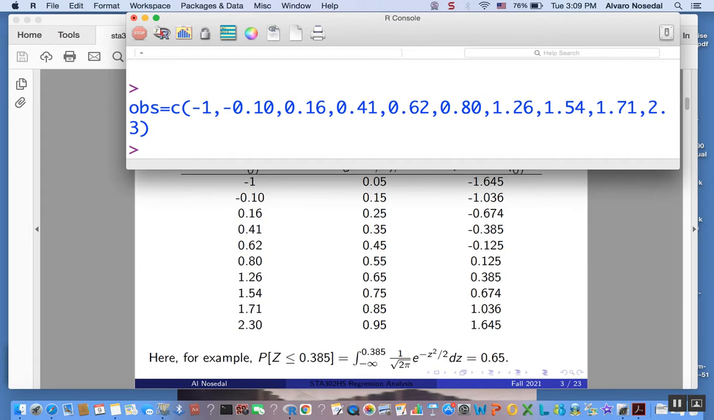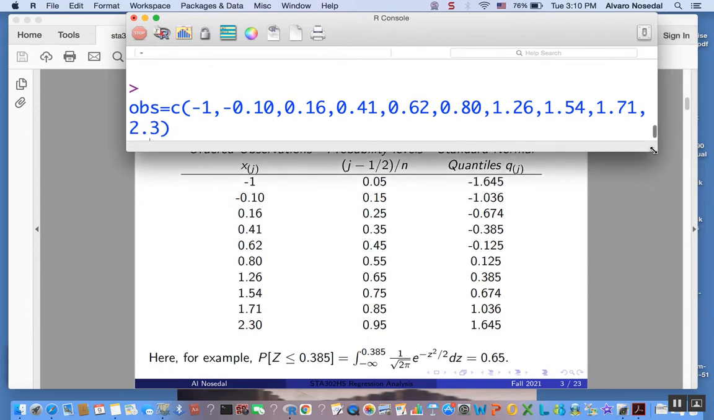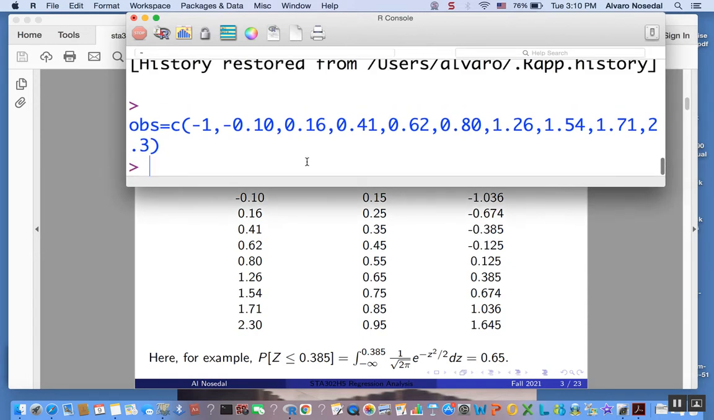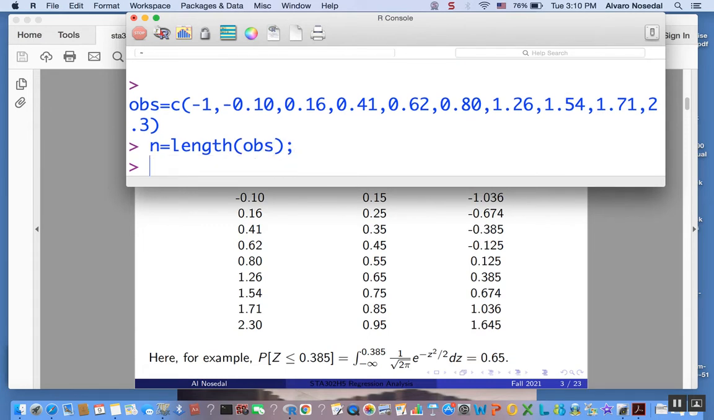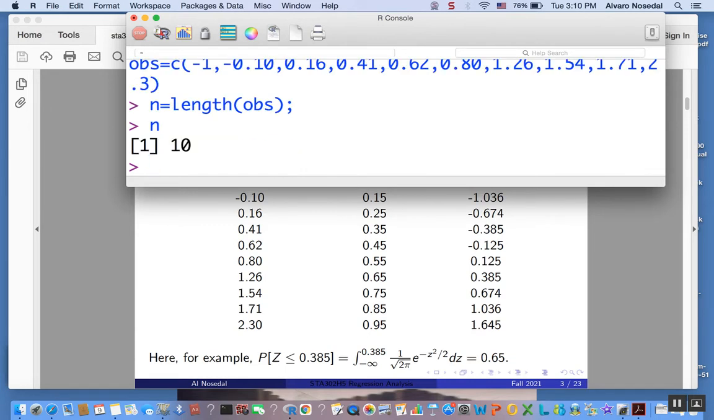So now we need n, the length of our sample. In this case, it's going to be the length of ops. n must be 10. We're good.